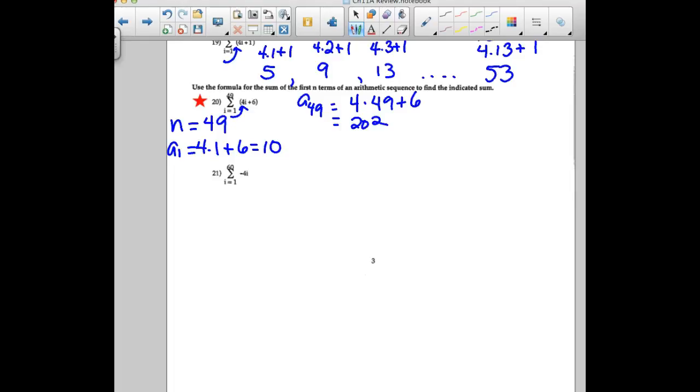All right, now we can plug it into our summation formula. We are summing 49 numbers. This is an arithmetic one, so our formula is n divided by 2, so 49 divided by 2, times the sum of our first plus last. Our first term was 10, our last term was 202. Using our calculators, we should get 5,194 for an answer.